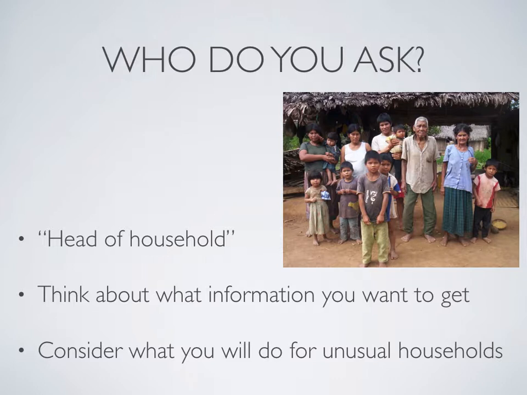Also be sure, again, to consider what you will do for these unusual or problematic households that fall outside of your definition. So if there is no reproductively aged male, or if there are multiple. In this Bolivian household example that you see, there are two adult males in the picture. The older male is suffering from a little bit of dementia, so he probably would not be the best person to ask for information about this household. All of these decisions will go into your research protocol.